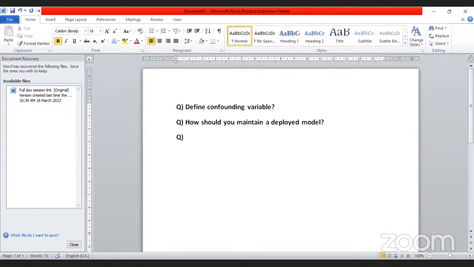How can a time series data be declared as stationary? How can a time series data be declared as stationary data? Is the data stationary or not?